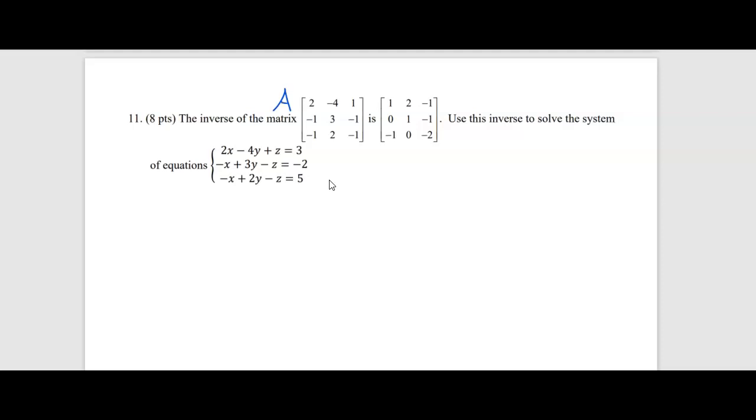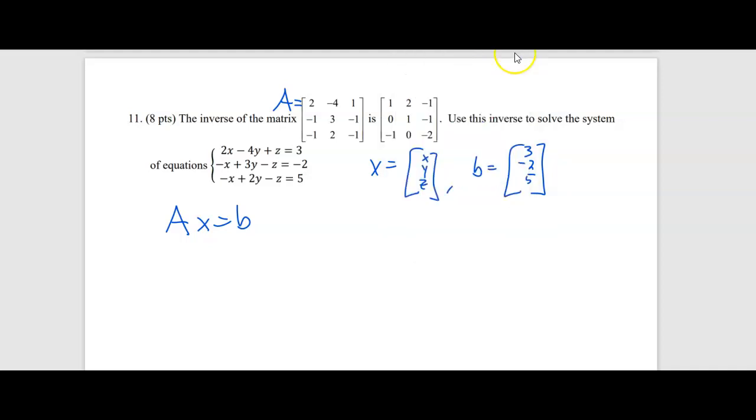If we call this matrix A, and if I let X equal the x, y, z variables, and if I let lowercase b equal the answers, the constants, 3, negative 2, 5, then we could rewrite this system as an AX equals b matrix equation. Some people have this formula memorized, but you can left multiply by the inverse matrix, A inverse, if it exists, and on this problem we know it does.